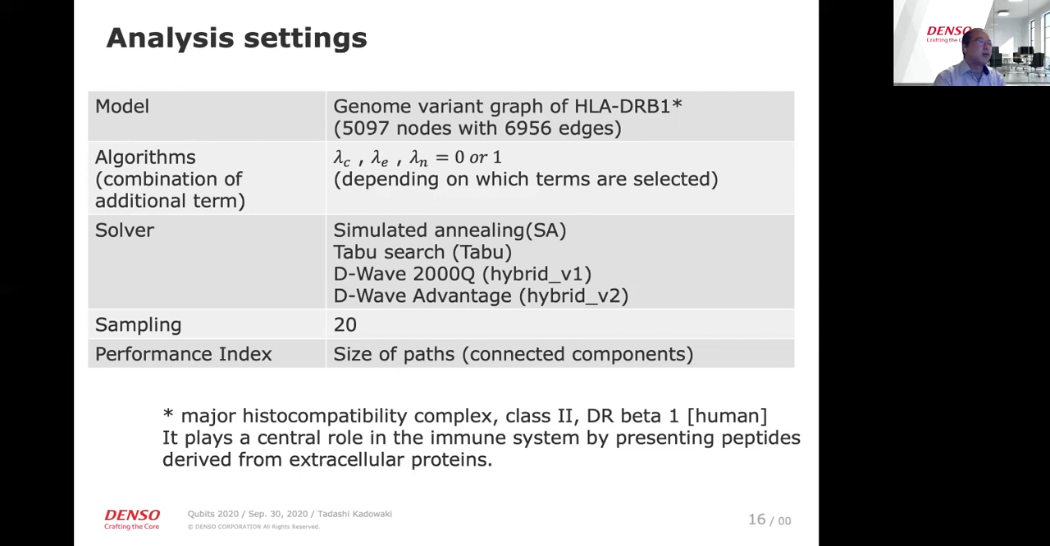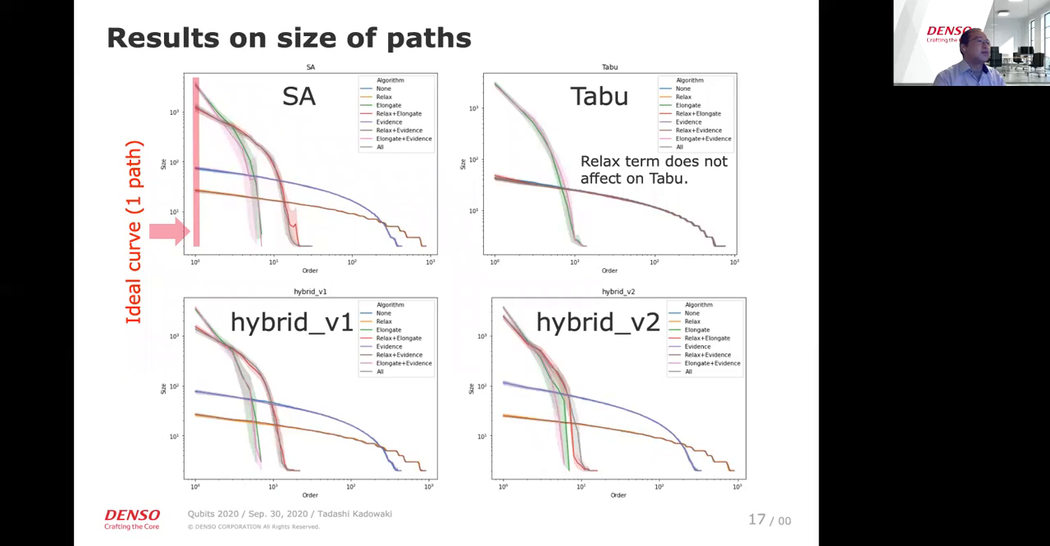The performance index in this analysis is the size of paths, as we want to cover the whole graph with a minimal number of paths. The result of different solvers. If we have a single big path covering whole variant graph, we will have a vertical line at x equal 1.